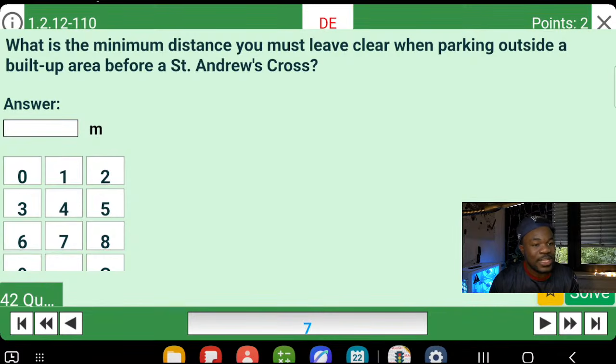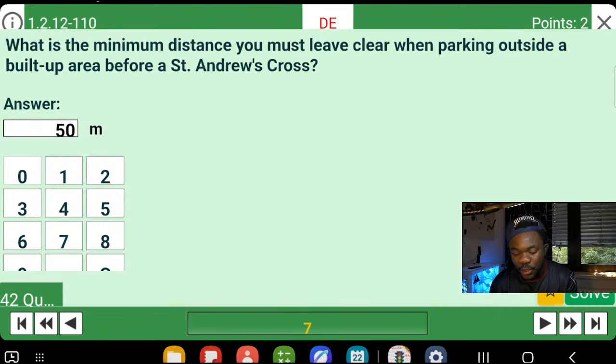What is the minimum distance you must leave clear when parking outside of a built-up area before a St. Andrews cross? Questions like these are very, very tricky, because we have similar questions where they talk about built-up area and outside built-up area. So knowing the difference in what they talk about is very important. Always read the question to know whether they are talking about built-up area or outside built-up area. It can be so tricky. In this case, they're talking about outside the built-up area. You want to park before a St. Andrews cross. So the answer here is 50 meters.